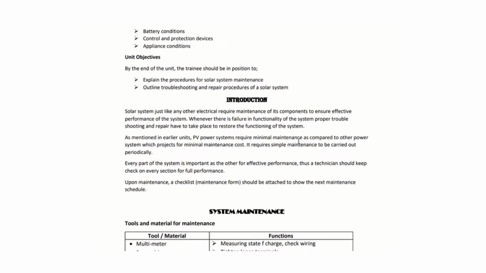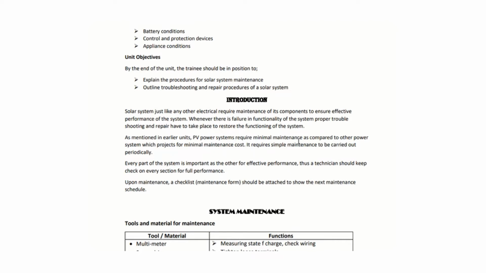If you don't maintain, then your system may fail and it may cost you dearly. But when you maintain, it also prolongs the life of the system, and the performance is maintained. As also mentioned earlier in the previous 5 units, PV power systems require minimal maintenance as compared to other power systems, which projects minimal maintenance cost. It requires simple maintenance to be carried out periodically.